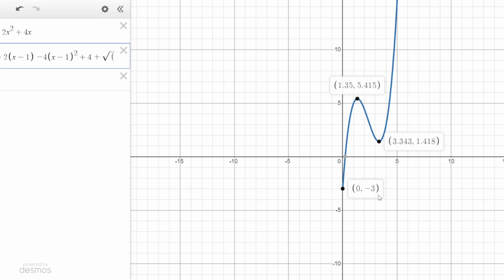So this example has an absolute minimum of 0, negative 3, and a local minimum at 3.343. It has a local maximum at 1.35, 5.415, but no absolute maximum because the graph, from what we can see, extends upward infinitely. So I hope that this gives you a little bit of insight about local and absolute minimum and maximum points, and that can help you to understand how to approach the problem that you're looking at.